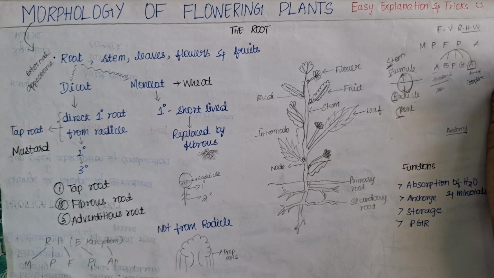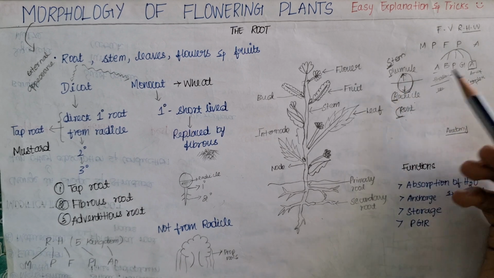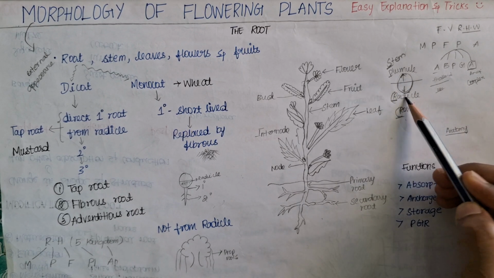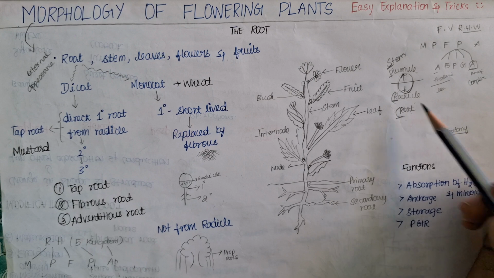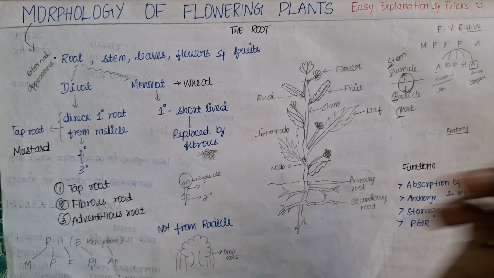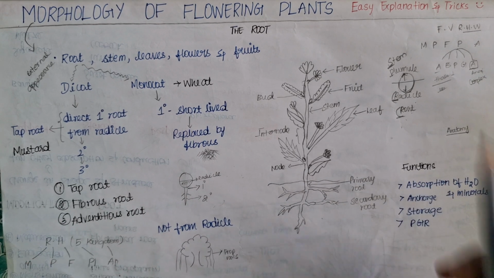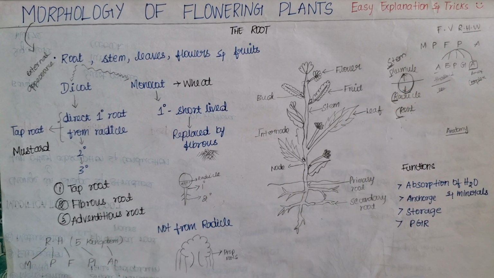Clear? So in a seed, whenever we take a germinating seed, it will have 2 parts. One is your radicle, one is your plumule. From radicle root is coming, from plumule stem is coming. Now we are going to deal with each and everything in detail. Firstly we will cover your root part.